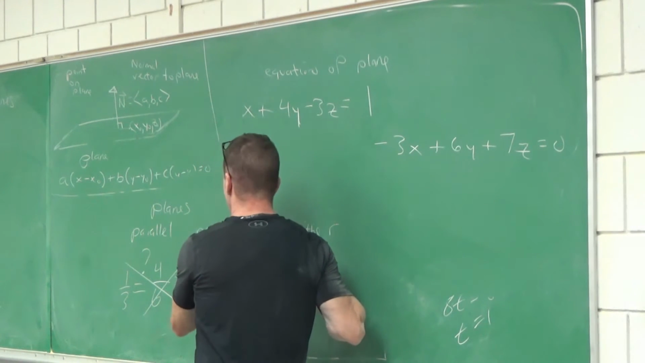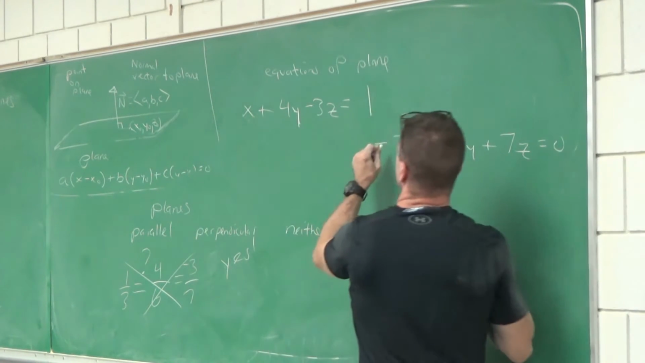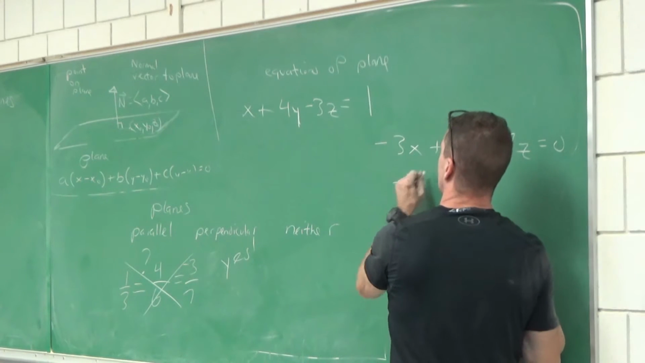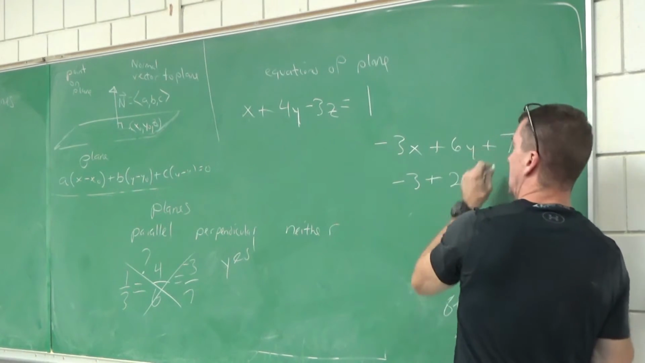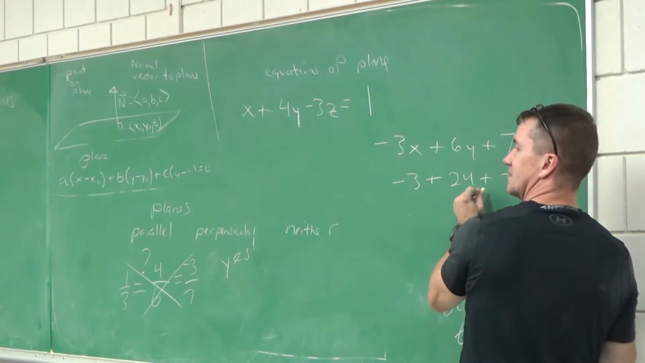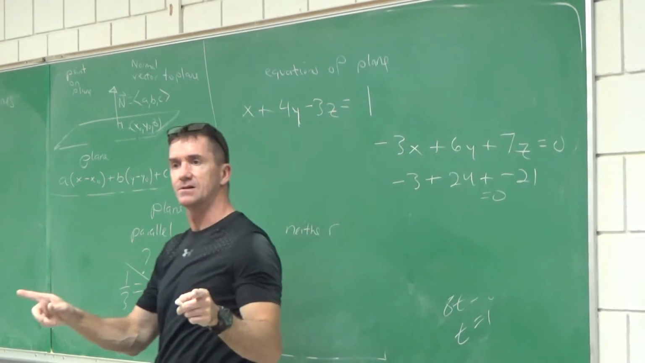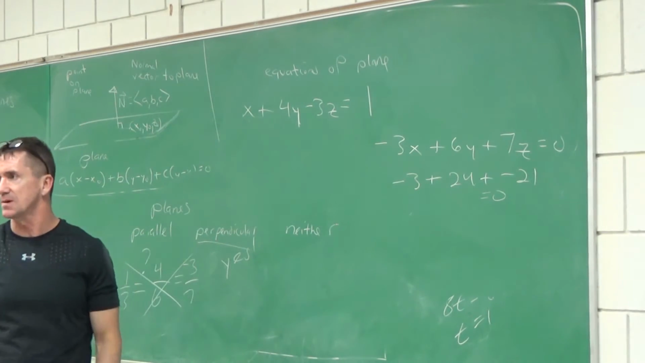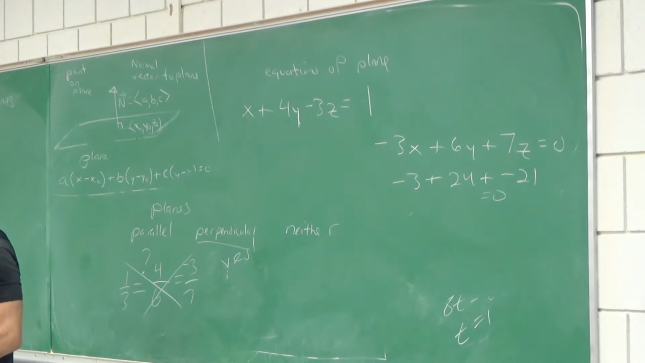They are actually perpendicular. 1 times -3, 4 times 6, -3 times 7 is equal to what? 0. These two planes are perpendicular. If this didn't hold true and that didn't hold true, I would just say what? Neither. I have a problem like that in a practice set. It's number 25.